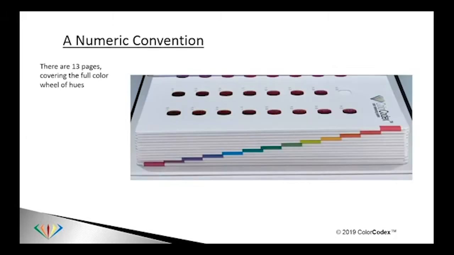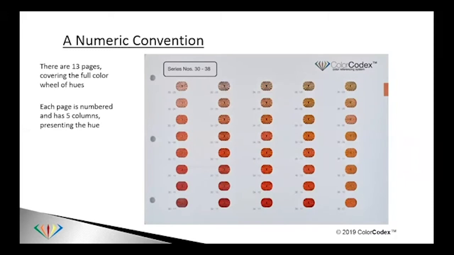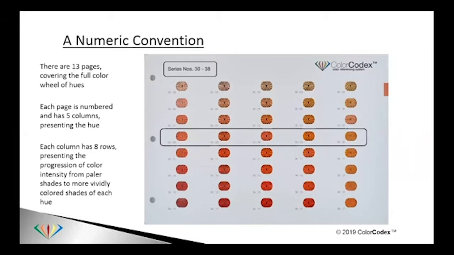So if I describe a little bit more about the system, it actually comprises 13 pages. You see there are color tabs for convenience. And each page has 5 columns, which means these are one particular hue. And then we also have 8 rows. And these 8 rows represent the progression of color intensity from paler or lighter shades at the top to richer and more vividly saturated colors towards the bottom of the page.